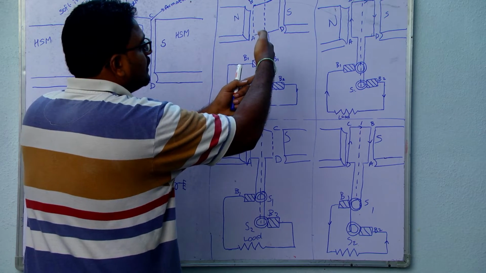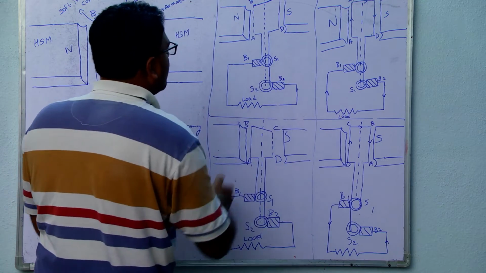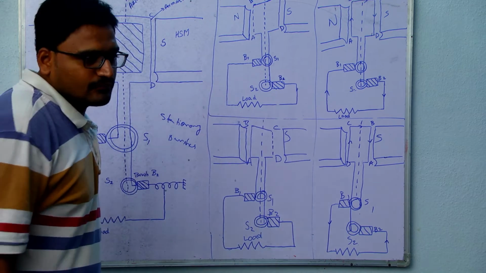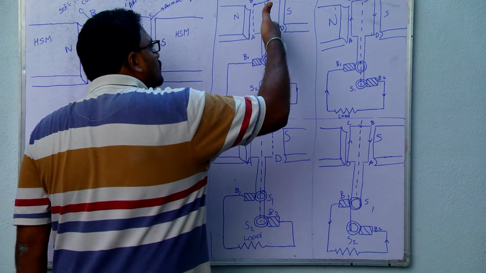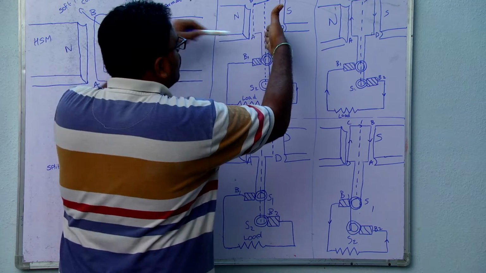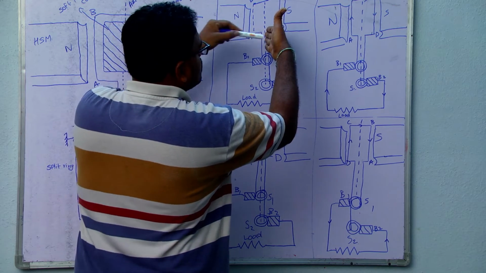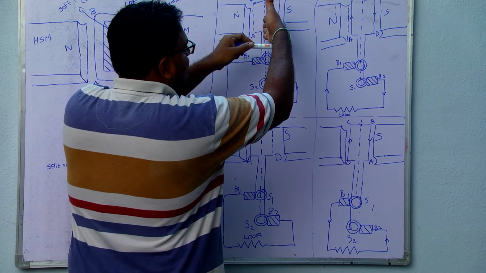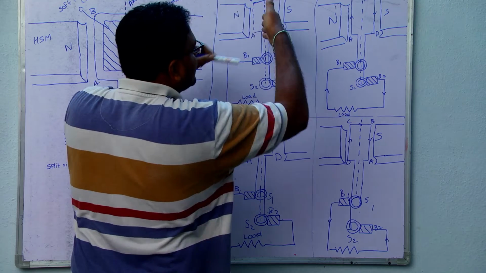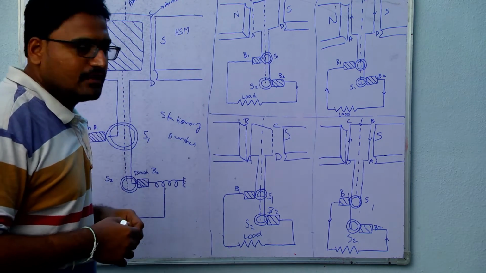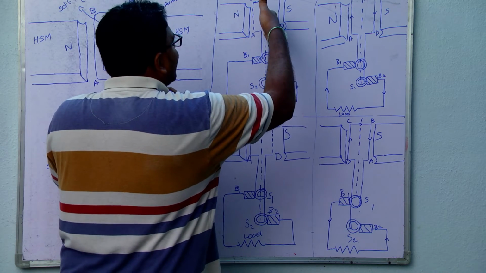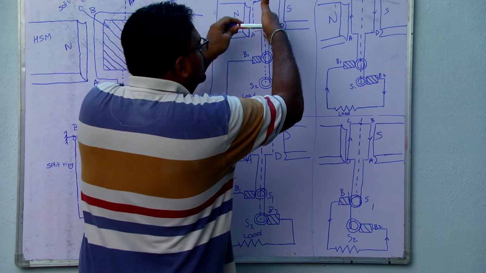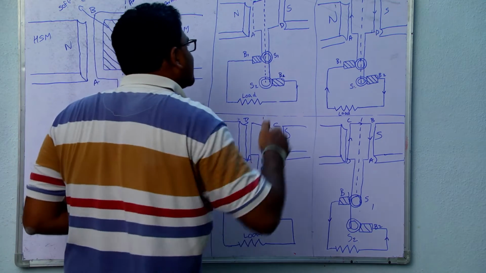Now, let's say this is the plane of the board. AB is below the plane of the board and CD is above the plane of the board. Okay, this coil is placed normal to the magnetic field, which flows from north to south. The under arm is AB and the above arm is CD. Since it is placed normal to the magnetic field, the maximum number of magnetic field lines pass through this coil.